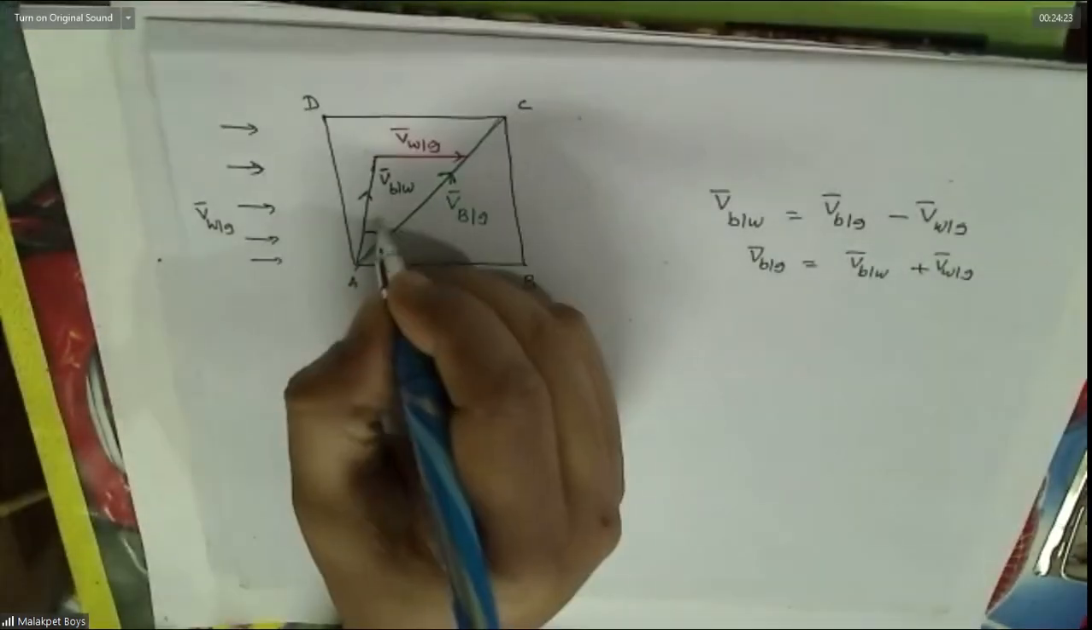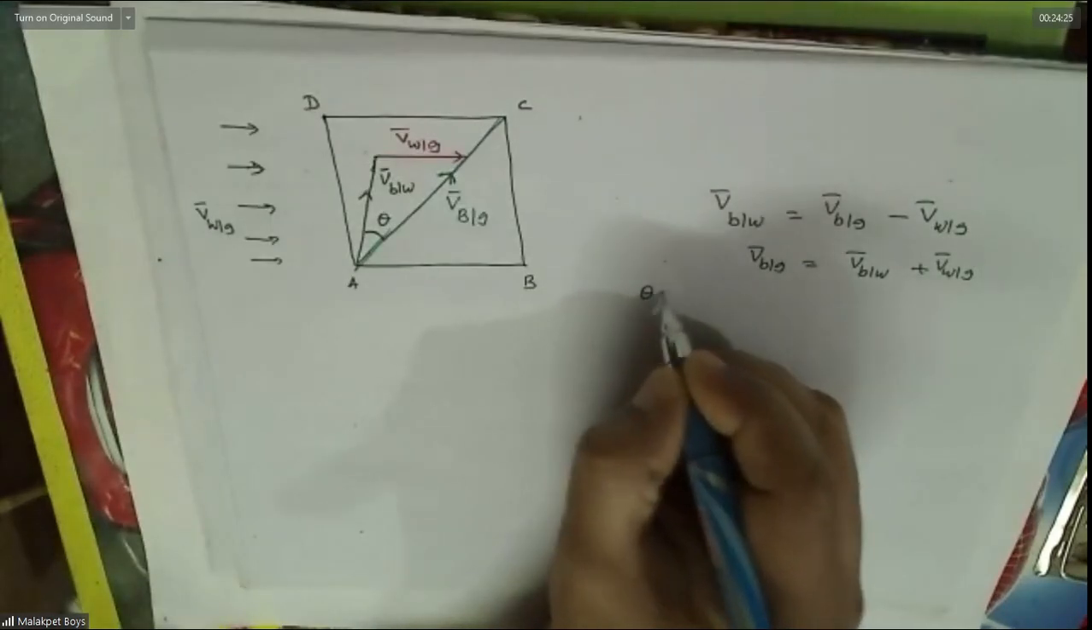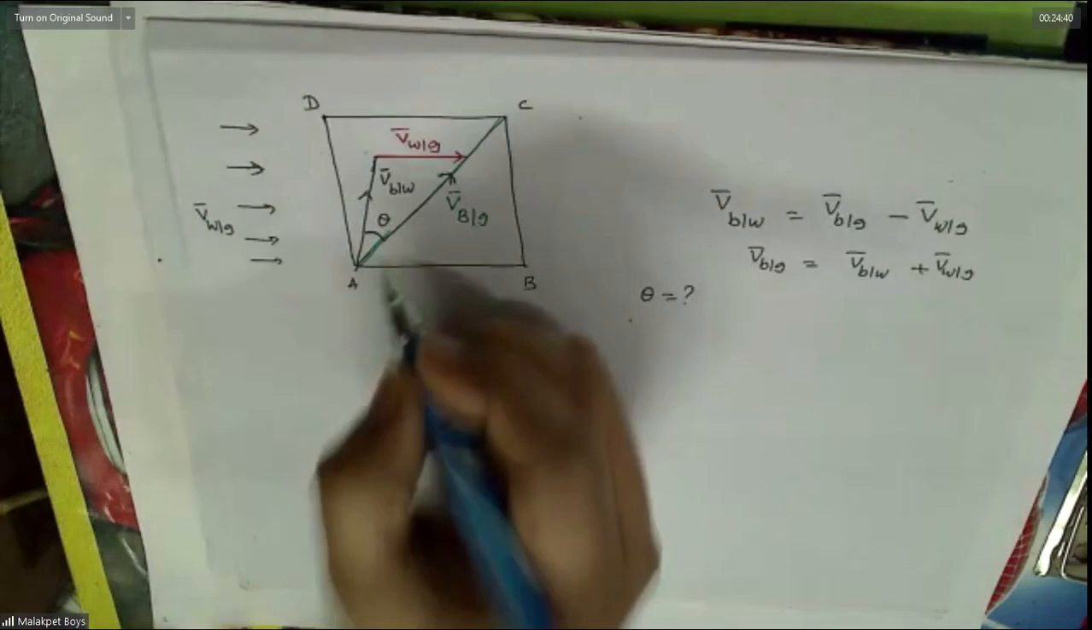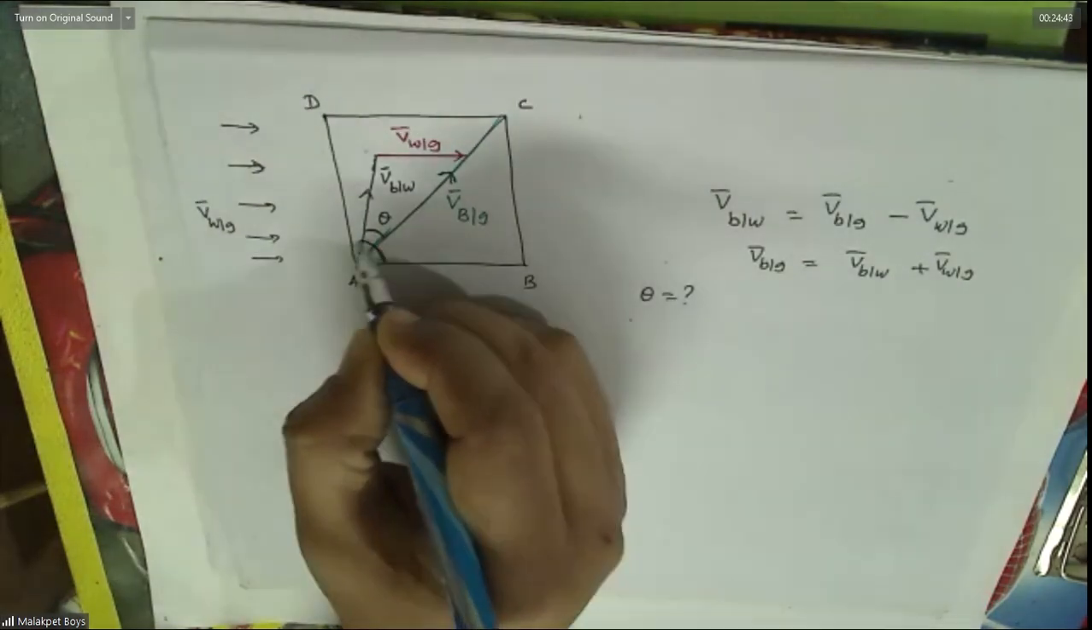So this is theta. He is asking at what angle the bird should fly, from the direction of wind flow. Understood this? Okay, he's asking this angle. What is alpha?